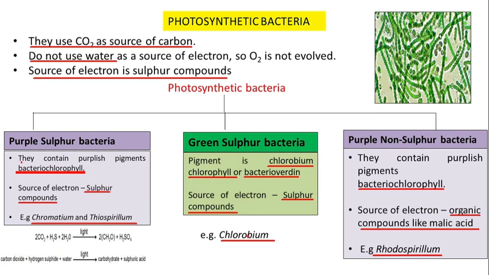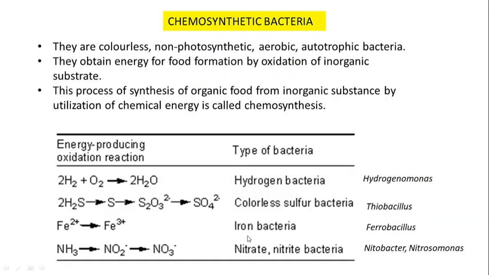Now there is another type of bacteria which can form food on their own. They are known as chemosynthetic bacteria. Chemosynthetic bacteria are those which are colorless, non-photosynthetic, aerobic and autotrophic. That means they don't have any color. They are neither green nor purple, like the phototrophic ones. They are completely colorless and don't have any photosynthetic pigment. They are aerobic, meaning they utilize oxygen for their metabolic purpose. They are autotrophic, meaning they can synthesize food on their own.